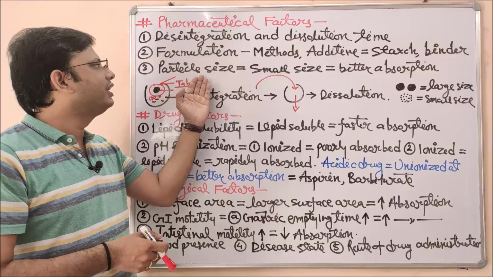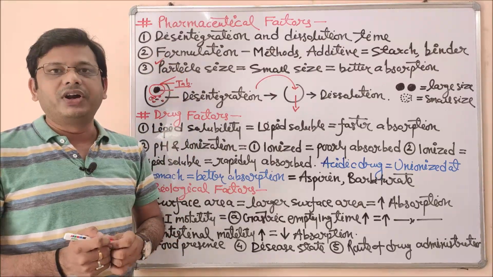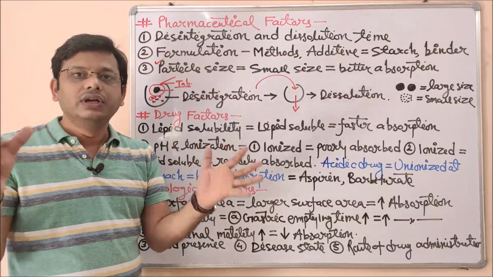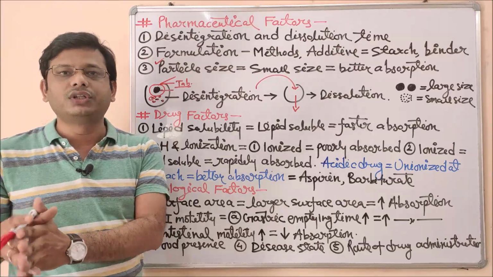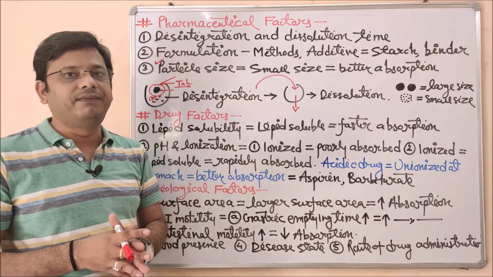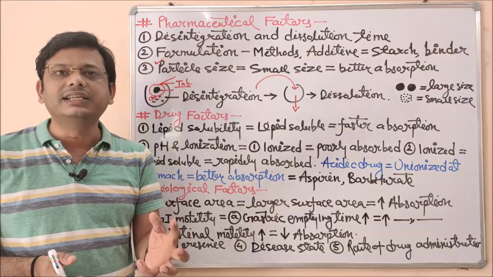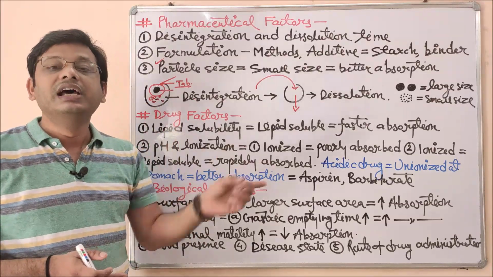Now next is particle size. This is another important parameter for the absorption of drug. If the particle size of any drug is larger, then it will take much time to get disintegrated, then for dissolution, then for absorption, and finally it will take much time to produce its effect. But in case of a smaller particle, it will get easily distributed, easily disintegrated, easily dissolved, and then all the processes will be faster as compared to the large one.